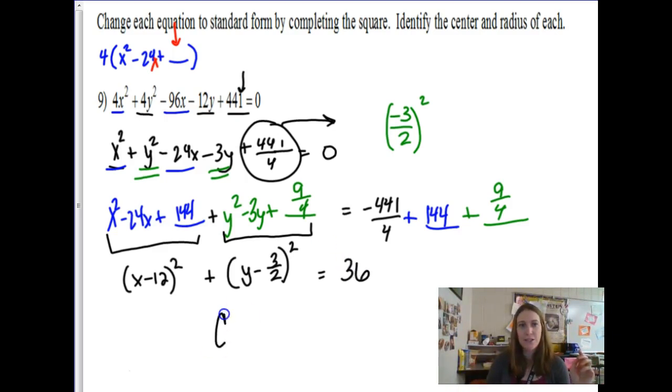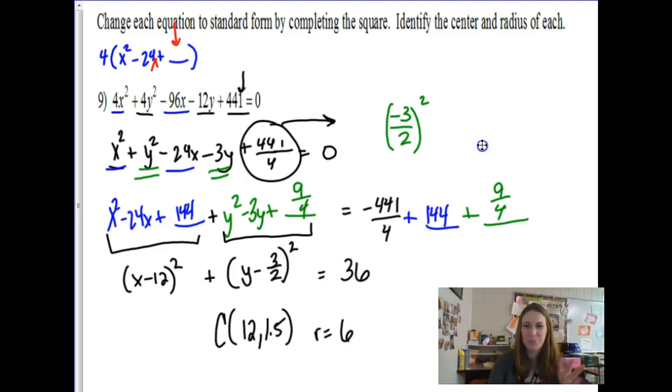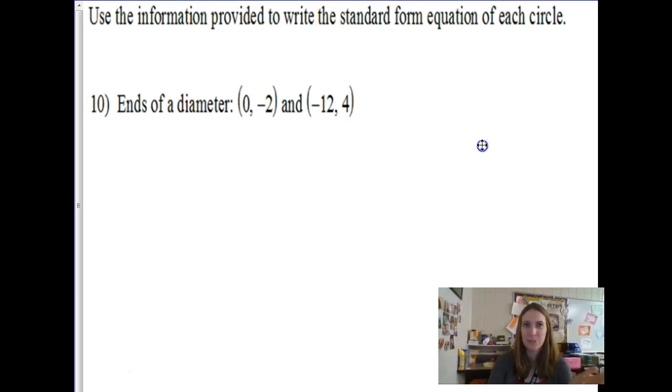So now I can see that the center is located at 12, 3/2, or you can say 1.5 if you don't like the thought of graphing a fraction. Ordered pair, I'm with you. And the radius length would be a 6 after we square root that. So, yeah, they can get nasty, little messy numbers, fractions, but, you know, you're in PreCalc. I think you guys can handle it. This is where it starts to get good.